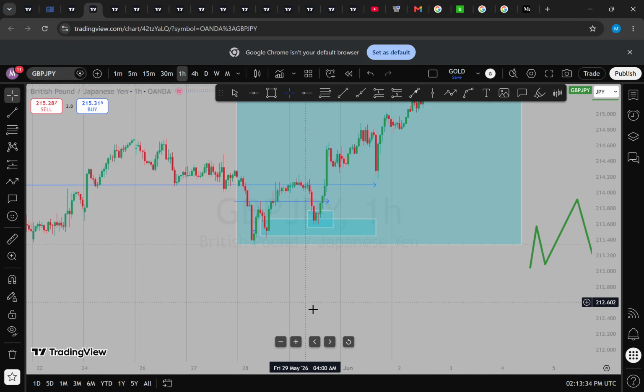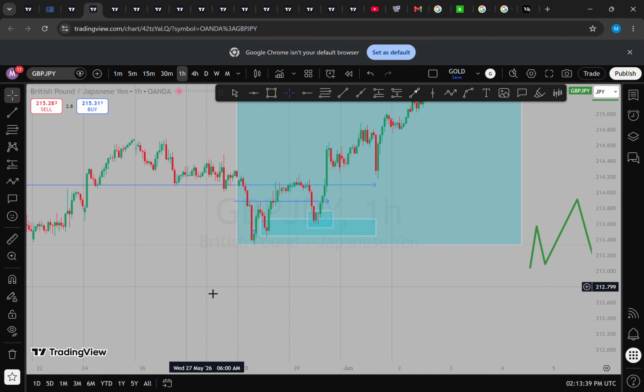Number one, go on higher time frame. Number two, identify recent break of structure. Number three, identify the range. After you identify the range, identify your zone. If the market is bullish, identify your order block at the demand zone. If the market is bearish, identify your order block at the supply zone.